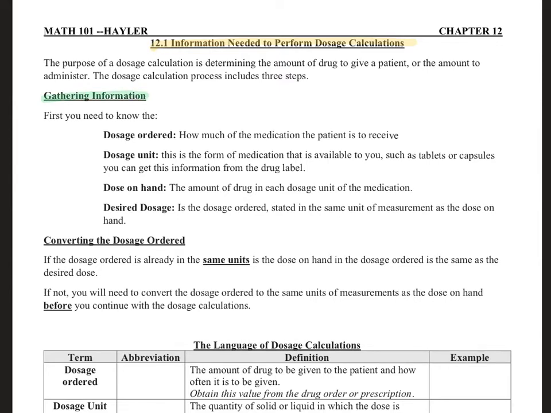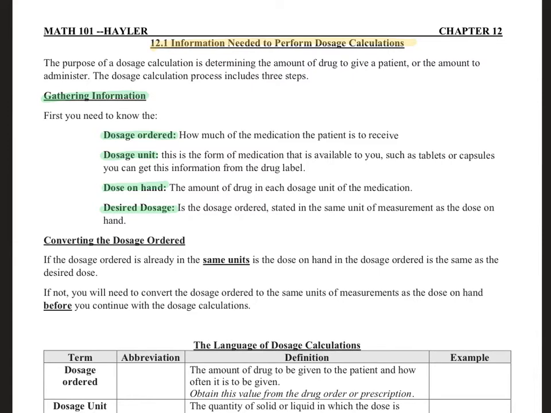All right. So when you're gathering information, the first thing you need to know is the dosage that was ordered. Okay, so how much of the medication the patient is to receive. And then the dosage unit. Okay, this is the form of medication that is available to you, such as tablets or capsules. You can get this information from the drug label. Then you need to check, what do you have on hand? And then after that, what is the desired dosage? Is it stated in the same unit of measurement as the dose on hand?